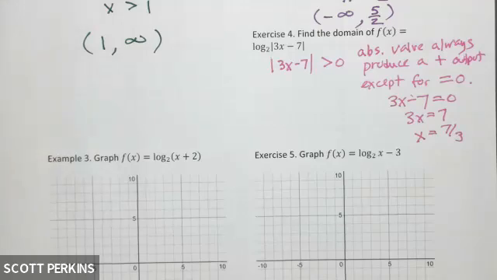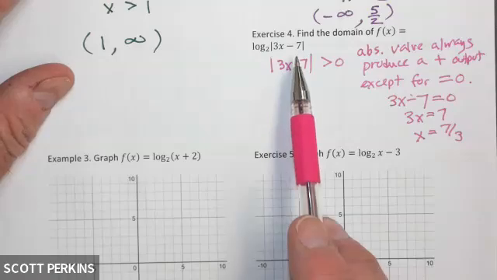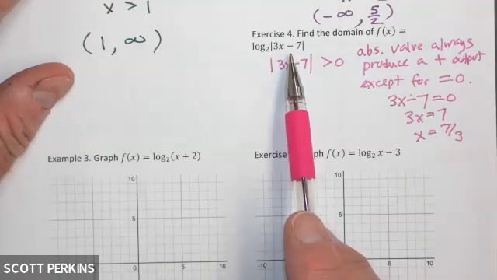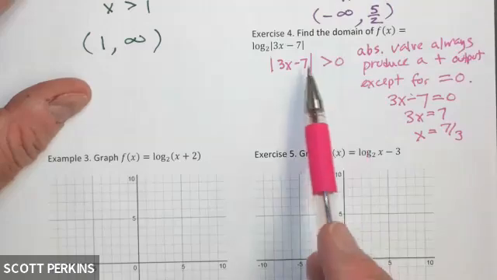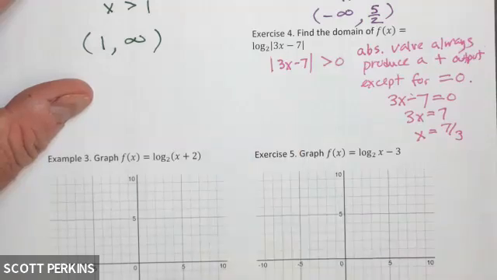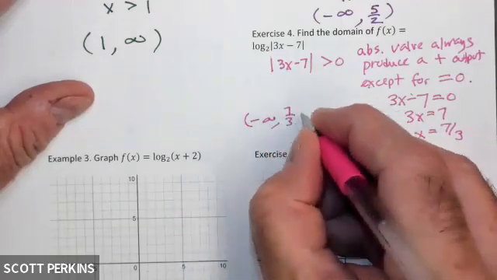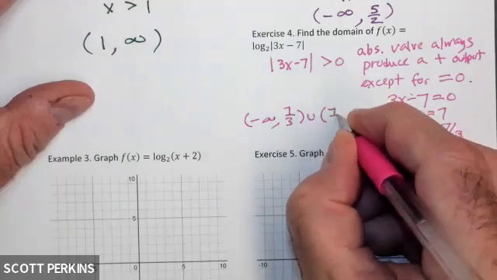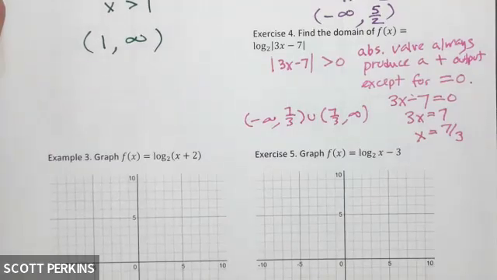So for this problem, again, this was a difficult one. It was a challenge. For this problem, any x value that I plug in is going to produce a positive output, except for 7/3. 7/3 is where it's going to be equal to 0. My domain can never be equal to 0 when I'm considering a logarithm. So I'm going to exclude that. So that means my domain is negative infinity to 7/3 union 7/3 to infinity. That's the fancy math way to say you can use any value except for 7/3.